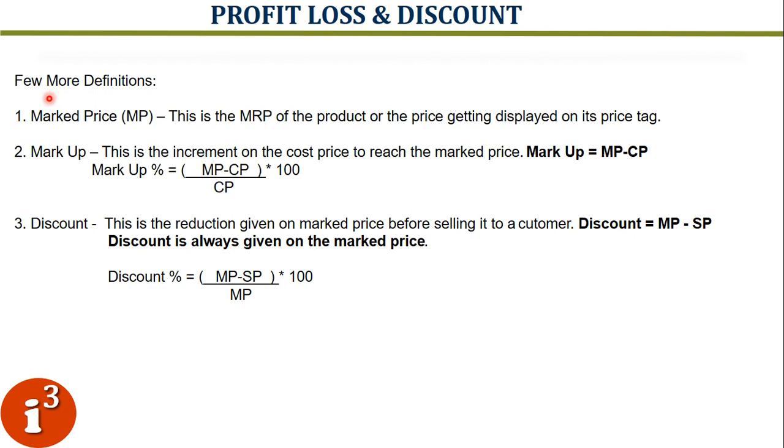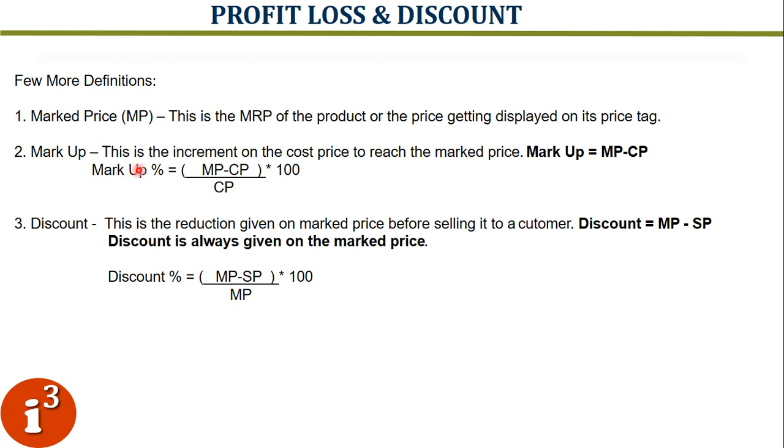Markup and discount. So marked price, let's understand the definitions. Marked price is the maximum retail price of the product, or the price displayed on its price tag. That is, what is the maximum price being shown? It's what the seller has marked on the product. That is known as the marked price.